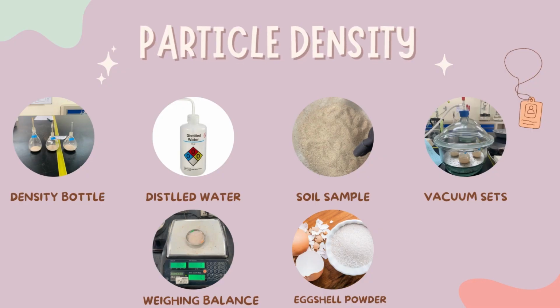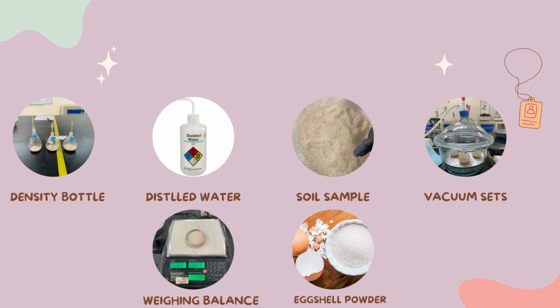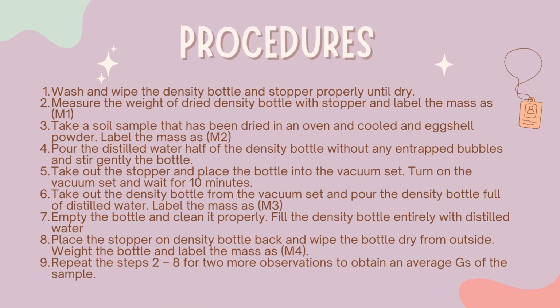Firstly, the particle density. Here are the apparatus to conduct the particle density test. Firstly, the density bottle. Second is distilled water, soil sample, vacuum set, weight balance, and eggshell powder. So the procedure of the particle density is: wash and wipe the density bottle and stopper until dry. Measure the weight of the density bottle and stopper and label as M1.